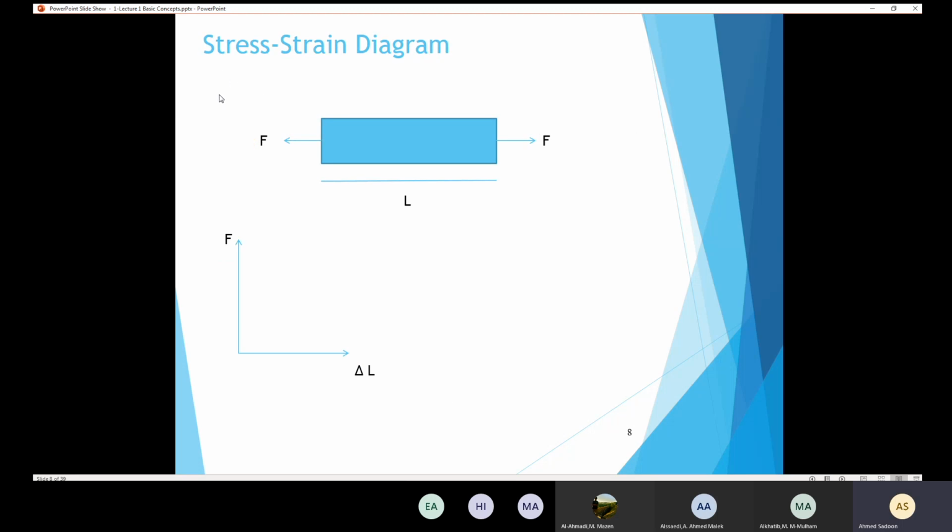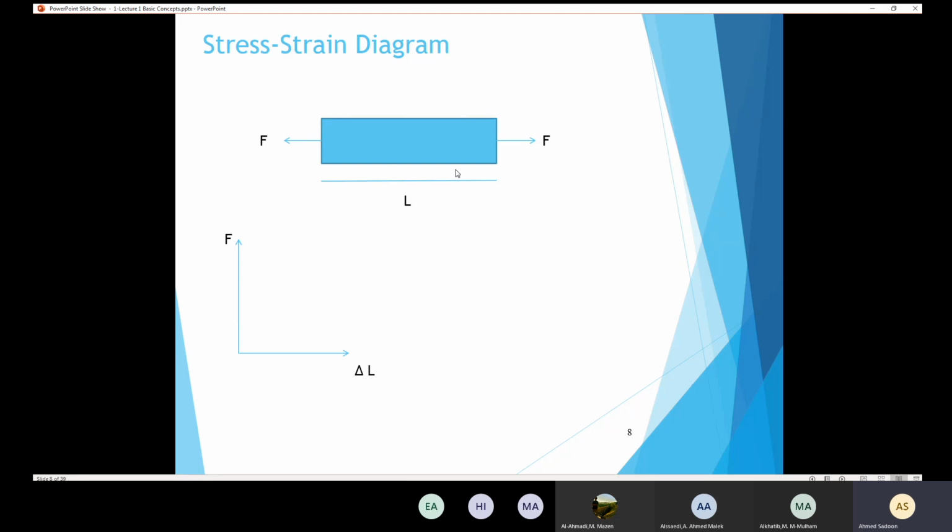And also, very important point, we need to talk about it, which is the stress-strain diagram. In order to know the behavior of the material, it's very important to draw the stress and the strain diagram. So what does it mean by the stress-strain diagram?